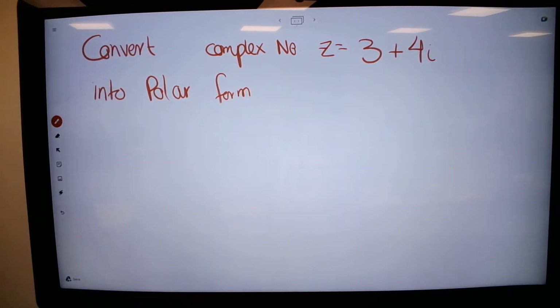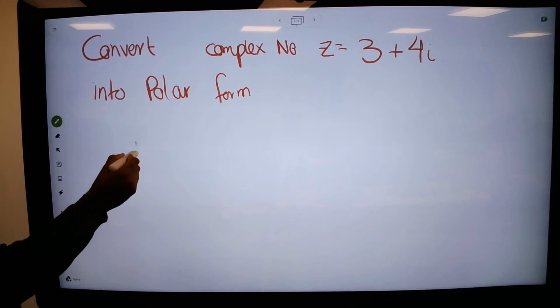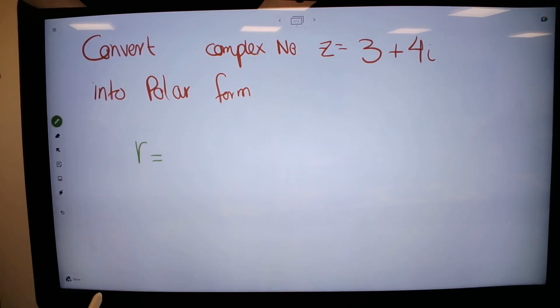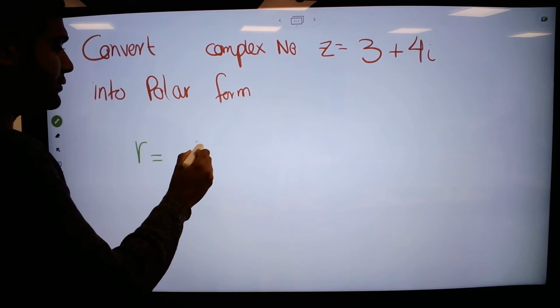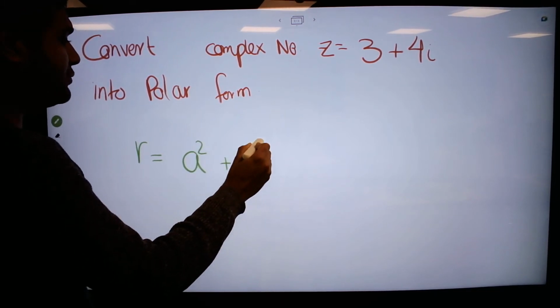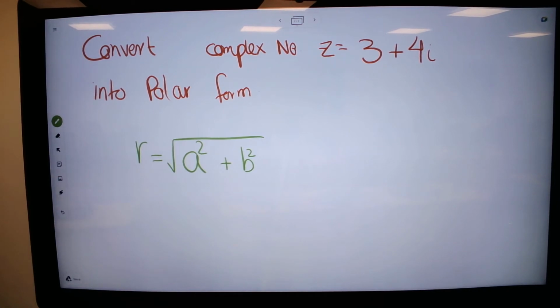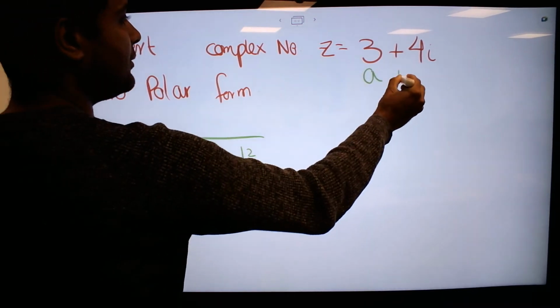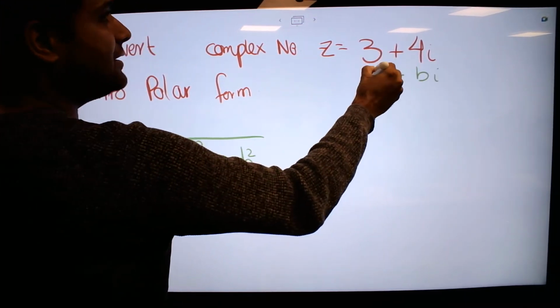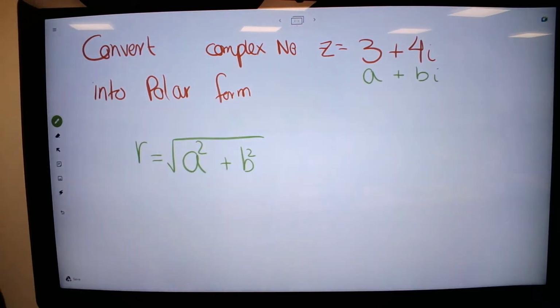So, how do we do that? First we need to find the r. Now what is r actually? r is the square root of a squared plus b squared. That's what r is. And you know what a and b are. We find r because the complex number is written in the form of a plus bi. So a is 3 and b is 4.